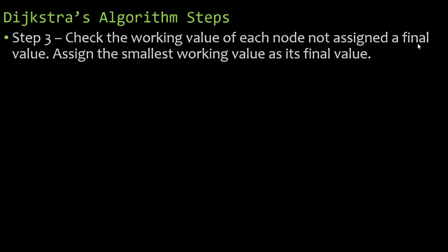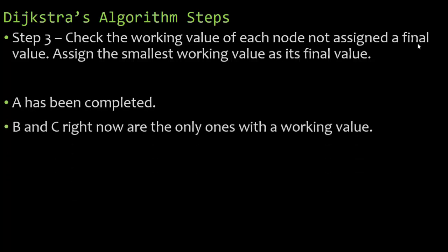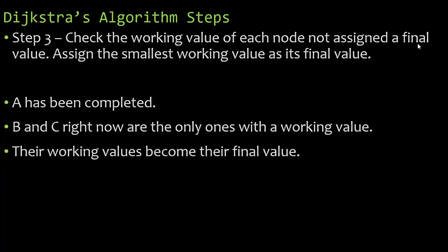We check the working value of each node not assigned a final value. We assign the smallest working value as its final value. Now, A has already been completed. B and C right now are the only ones with a working value, so we need to go ahead and set a final value for them. Now, how do we set their final values? Their working values become their final value.